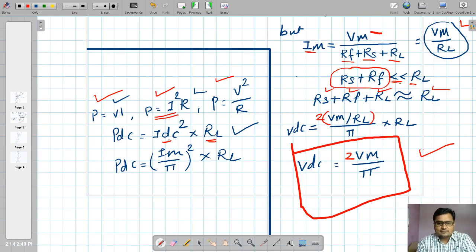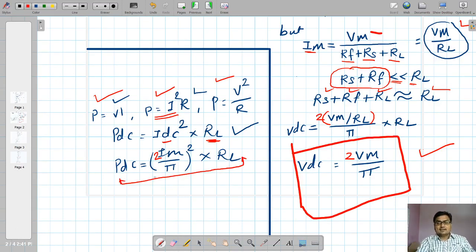Because we are calculating DC power, DC power means DC current and DC voltages that I need to consider. So I'm considering DC current, that is IDC, multiplied by RL. Now the IDC equation we have derived for full wave rectifier is twice Im by pi. So I'm using twice Im divided by pi, the square will be as it is, multiplied by RL, and this is the equation of DC power in case of full wave rectifier.